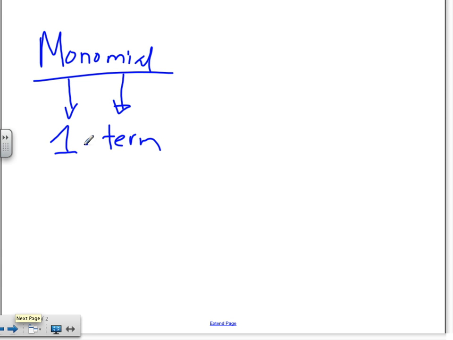Now, we talked about terms in the past. How do we separate terms? Do you remember? How do we separate them? Adding or subtraction. Yeah, exactly. So that's how we tell, or how we count terms anyway.